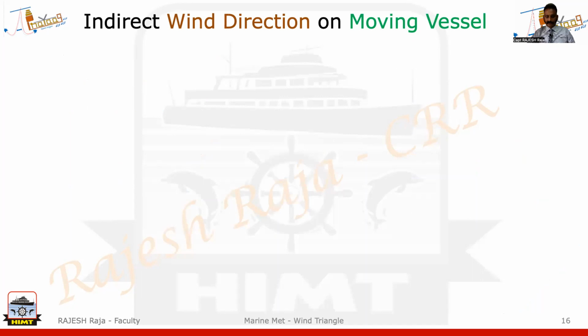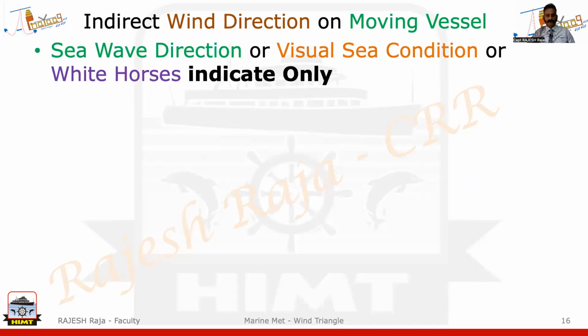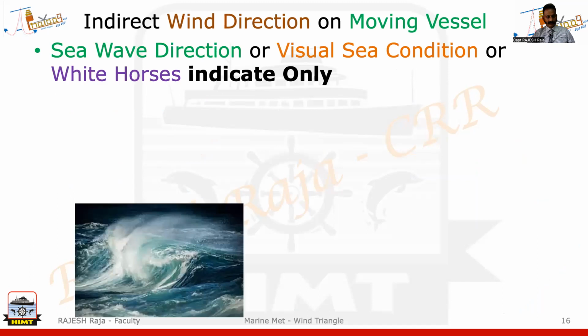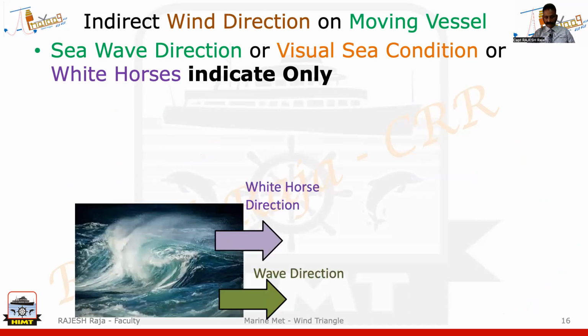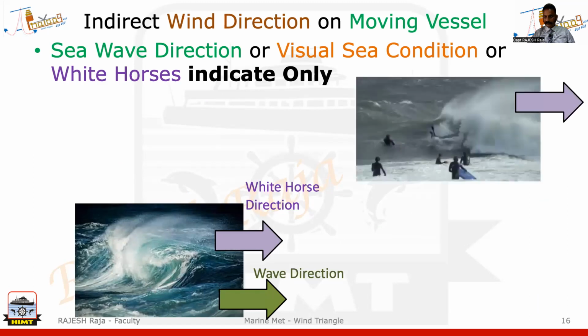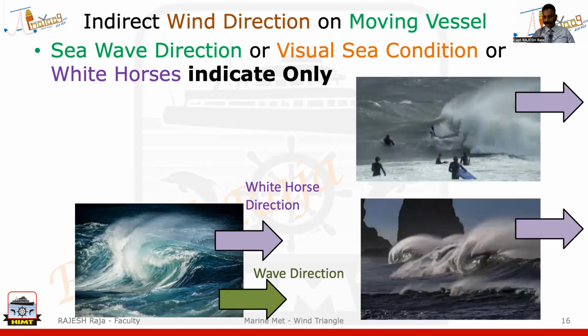Now there is something else also which comes indirectly. The sea wave direction can be given. Visual sea conditions can be given. They can give you the direction of the white horses which are in the sea. They also can be given. Let us look at some pictures. You can see this. The white horses and the spray are going in this direction. Wave direction is also like this. Please look at here. This is also the sea sprays and the white horses. Here also, sea spray and the white horses.